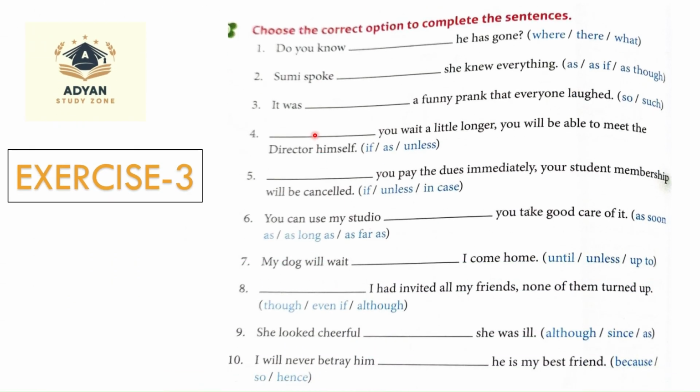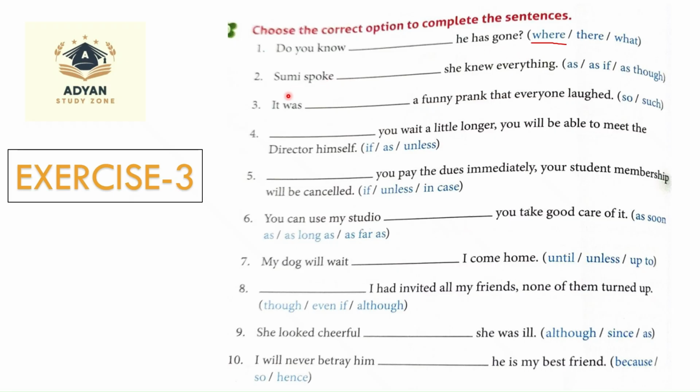The third exercise is choose the correct option to complete the sentences. They have given us these options here, and we have to correct these sentences by filling with these conjunctions. So let's get started. Do you know dash he has gone? So the correct option is where. We'll read it again. Do you know where he has gone?